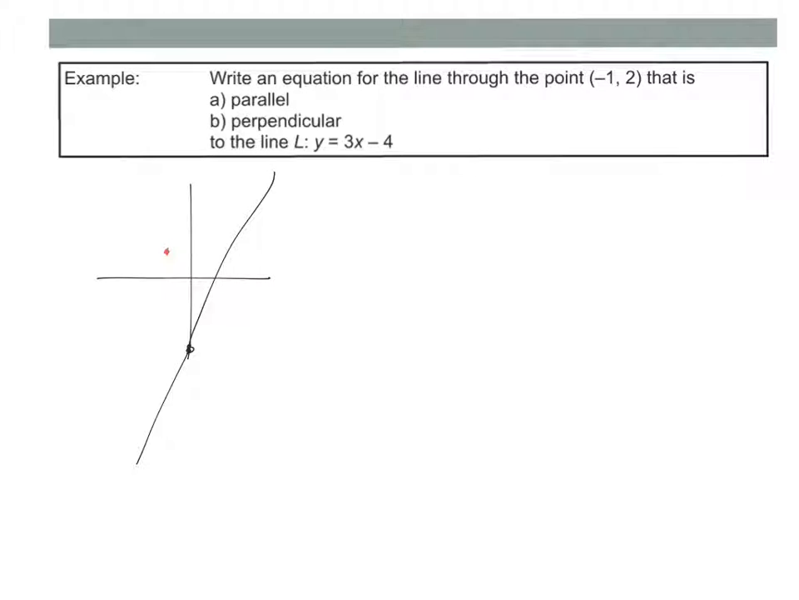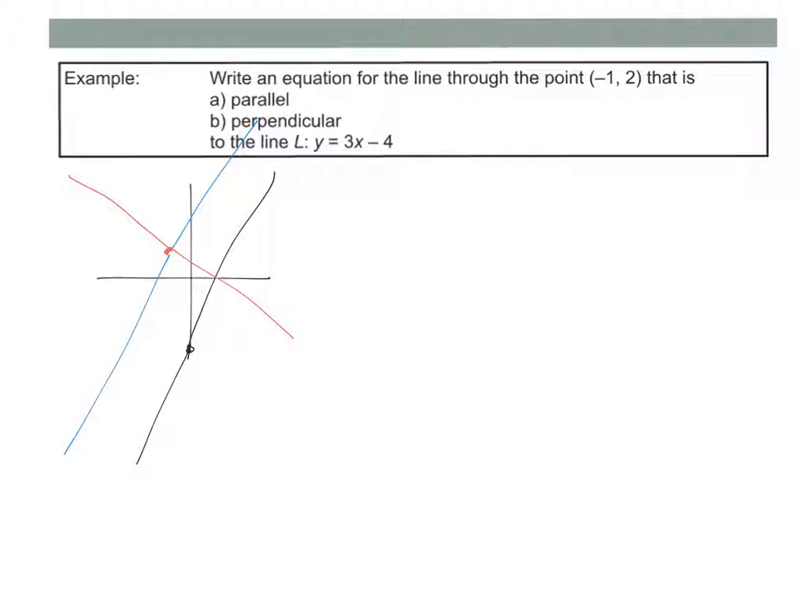Now, we want one line that's parallel. So one line that looks exactly like this line but moved up to there, just parallel to it. Then another line that is perpendicular. So another line that's like that. Okay, that's that way. And we want the equations for both of those lines. Easy enough. It's really not that bad.